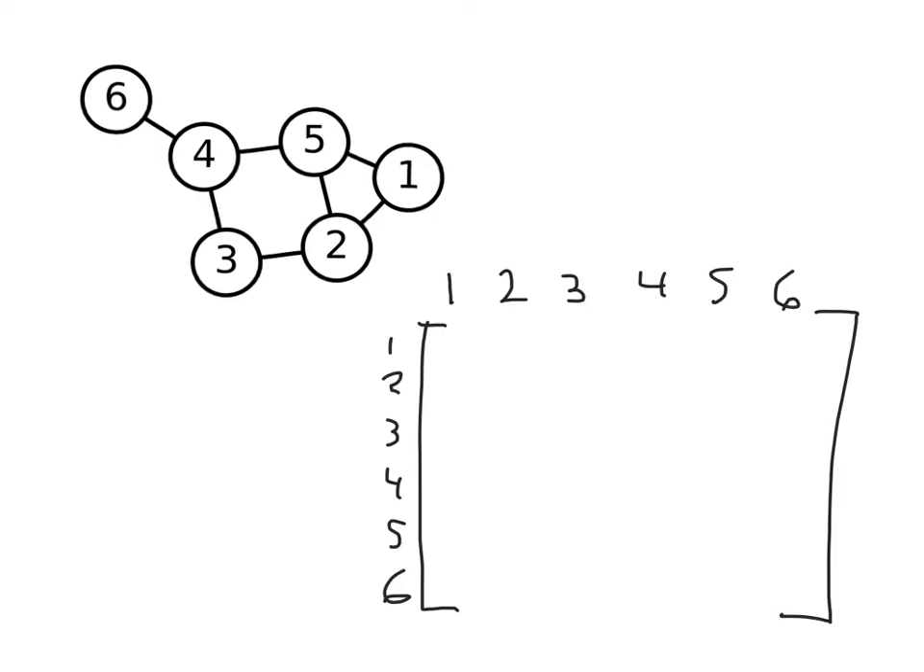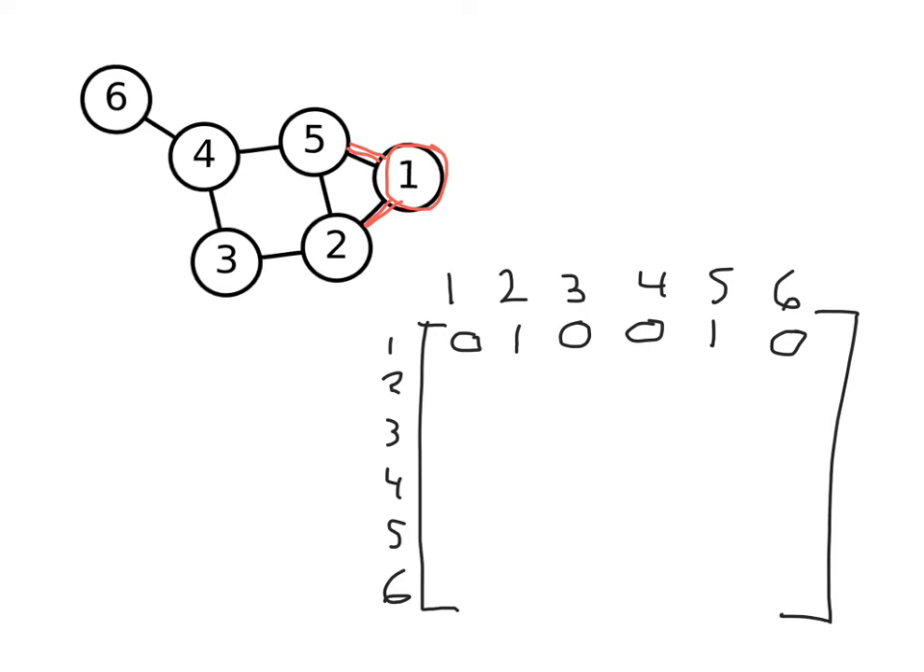So for example, let's look at node 1. Node 1 has connections to node 2 and node 5. It has one edge to node 2 and one edge to node 5. So I can put a 1 in that entry from 1 to 2, and in that entry from 1 to 5. Every other entry will be a 0. There are no nodes connecting 1 to 1, 1 to 3, 1 to 4, or 1 to 6.